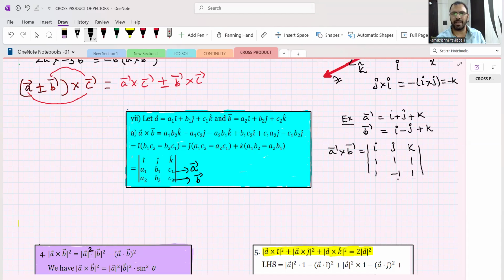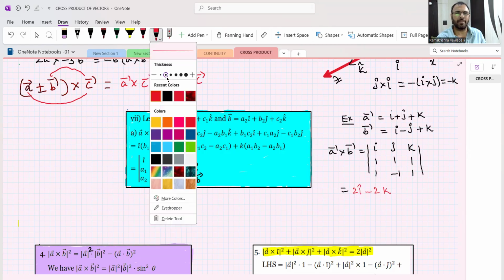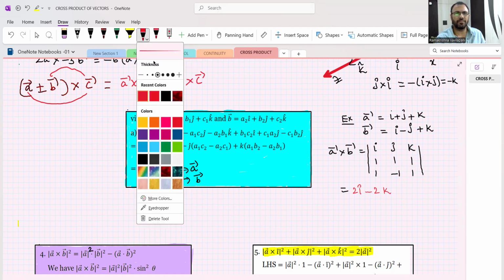Now, you just expand this. You will get A bar cross B bar. Right? 1 plus 1, 2i. And 1 minus 1, 0, so there is no j component. And minus 1 minus 1, that is minus 2k. This is nothing but 2i minus 2k. All right.